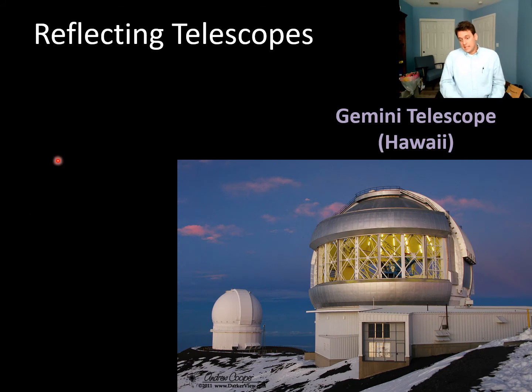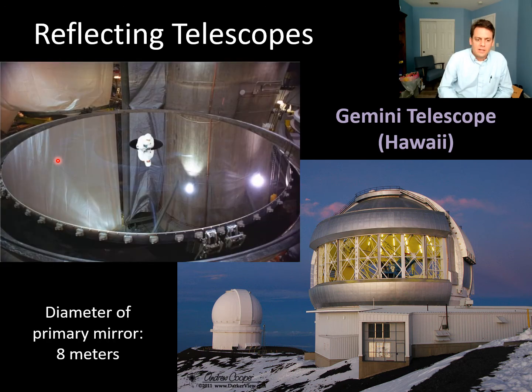And these things can get truly enormous. So here's one. This may or may not look like a telescope to you, but it turns out it is. It's the Gemini telescope in Hawaii. Its primary mirror diameter is 8 meters.